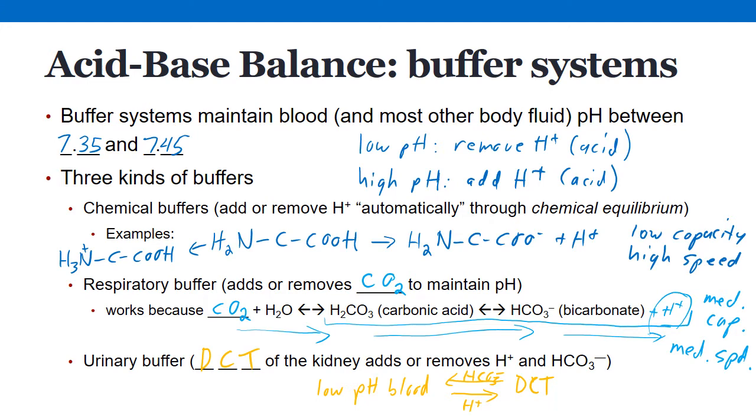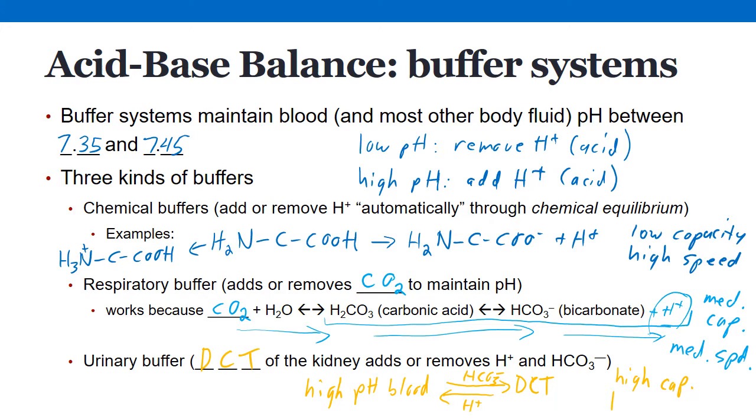On the other hand, if you have high pH blood, you're too basic, then you're going to reabsorb H plus and secrete HCO3 minus. The urinary buffer has a very high capacity because there's really no limit to how much H plus you can secrete in your urine or retain.